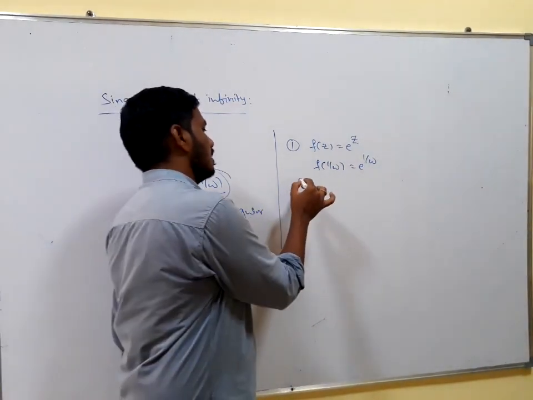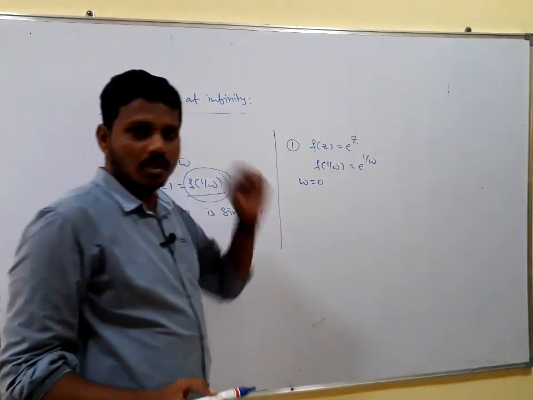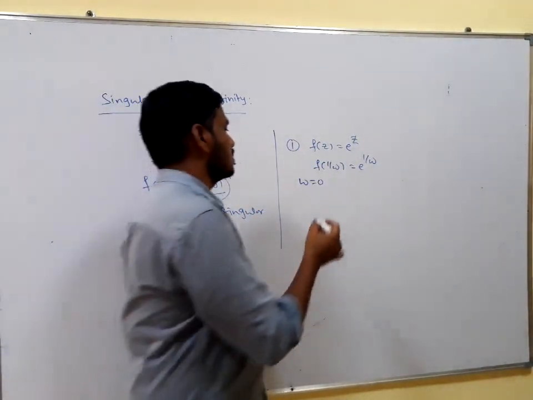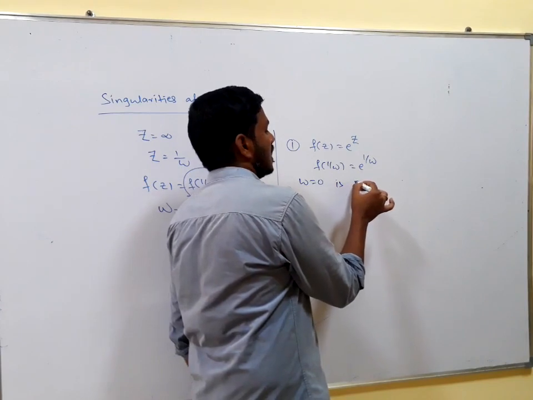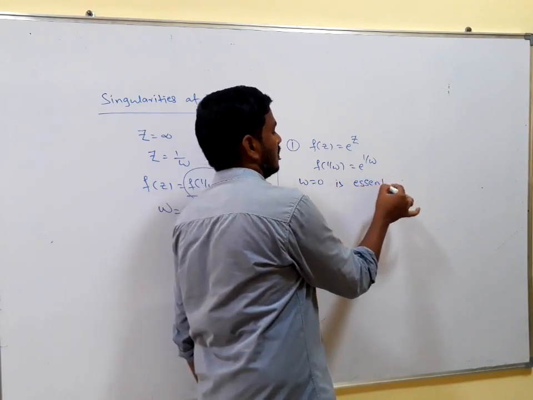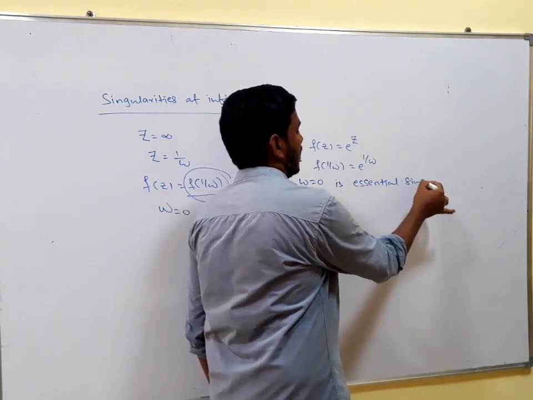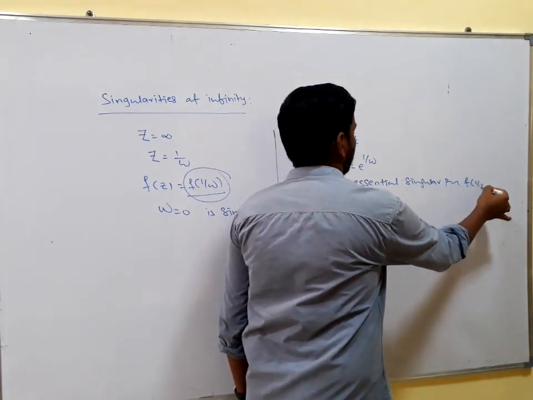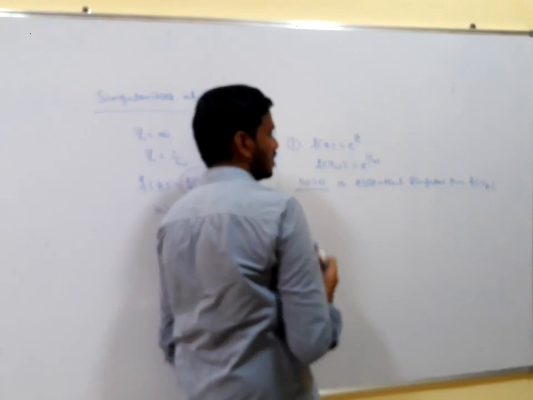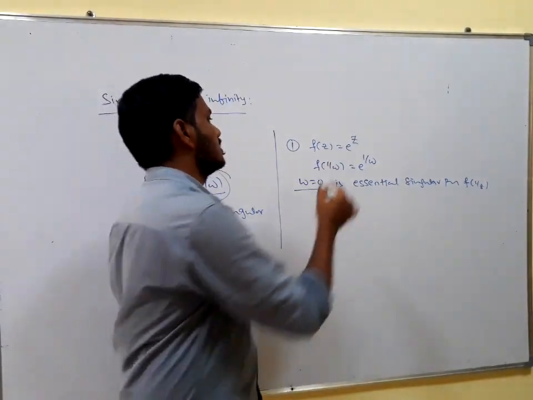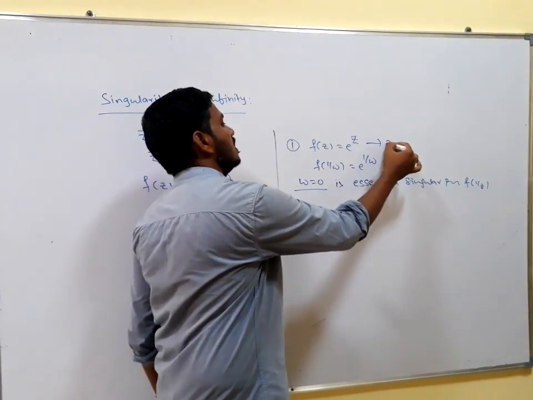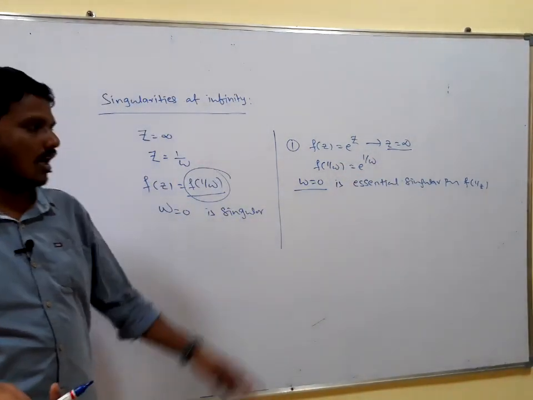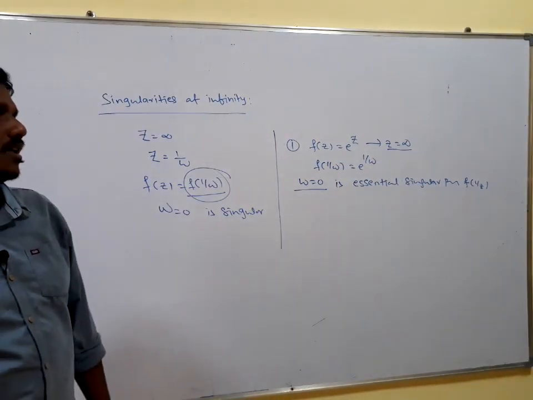Clear that w equals 0 is what? Just now we wrote e to the power of 1 by z. w equals 0 is the essential singular point of f of 1 by w. So w equals 0 is the essential singular point, which means z equals infinity is the essential singular point of e to the power of z, right? Or z equals infinity is the singular point.